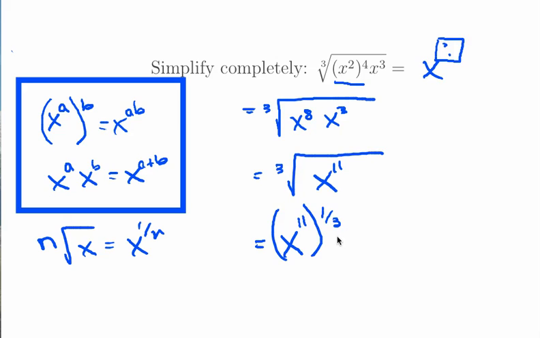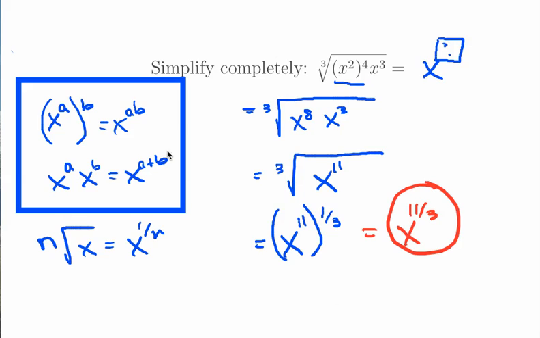And now I'm almost done. I can apply this top rule again one more time, because here I have x to a power raised to another power. I'm going to multiply the exponents, and here's my final answer. I'll put it in red so we'll know. That will be x to the 11 over 3 power. And that is my final answer.